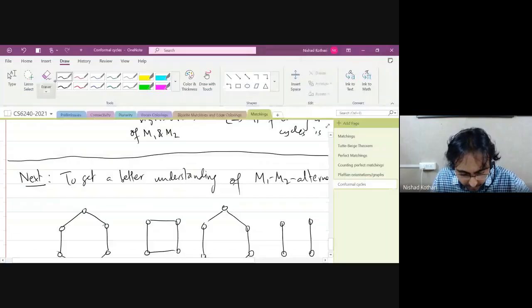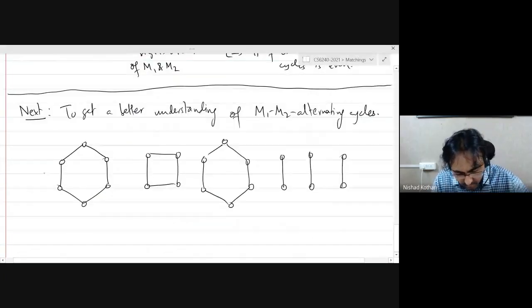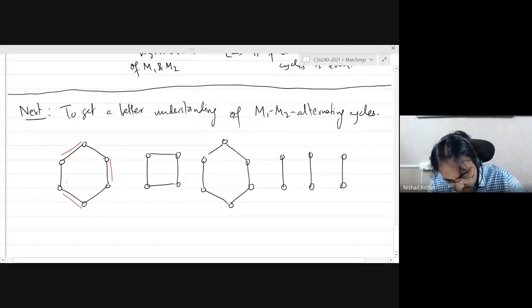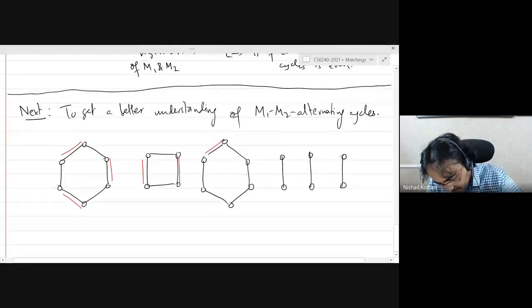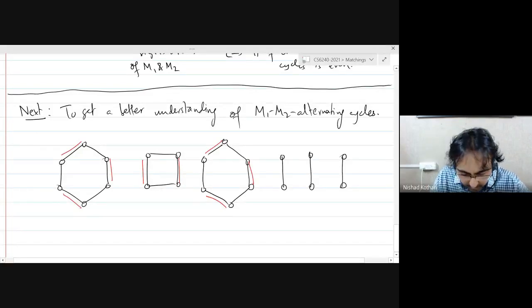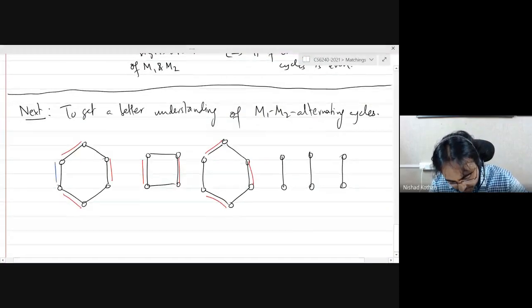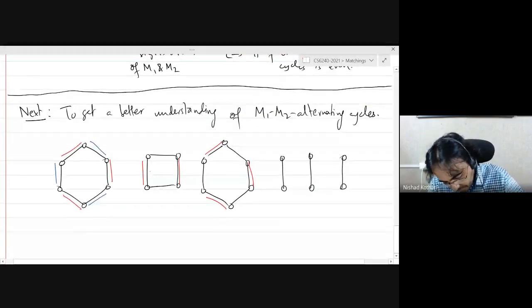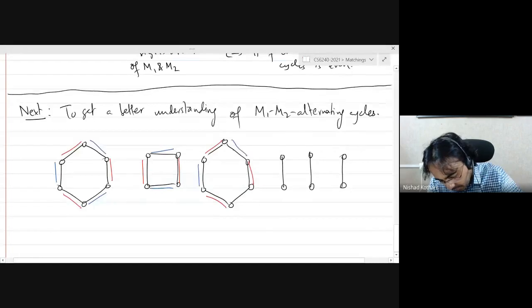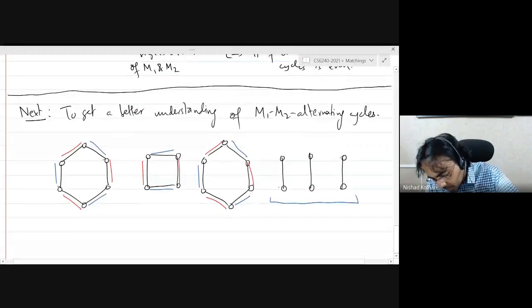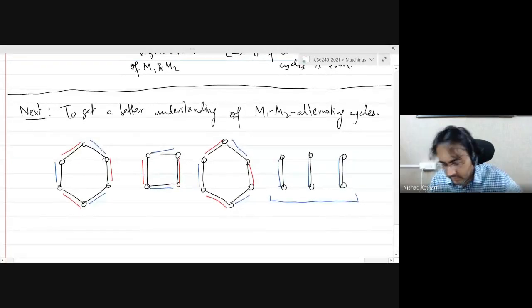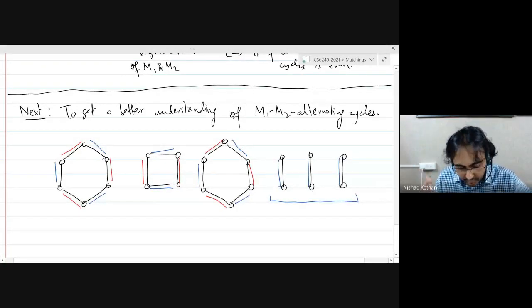So let's actually put red and blue. Supposing these are red edges, let's say these are red, and let's say these are red. And the other cycles will have the alternate edges as the blue edges. And these K2s that we see here, they are both red and blue, right? That is why they are K2s in the union.